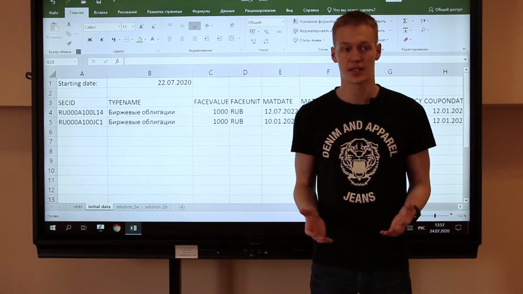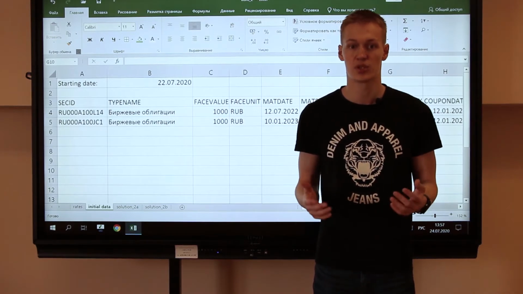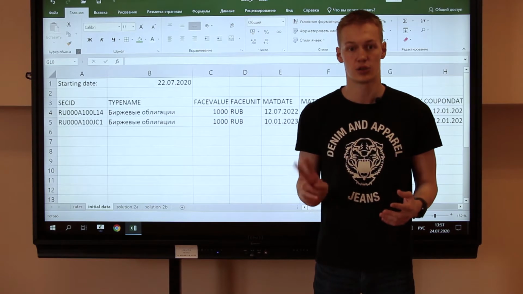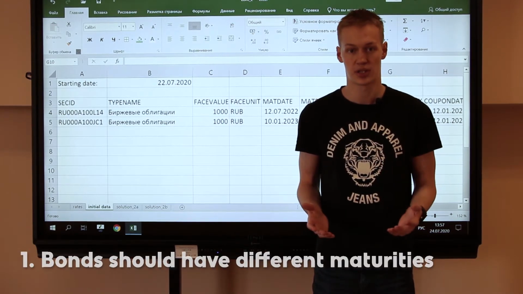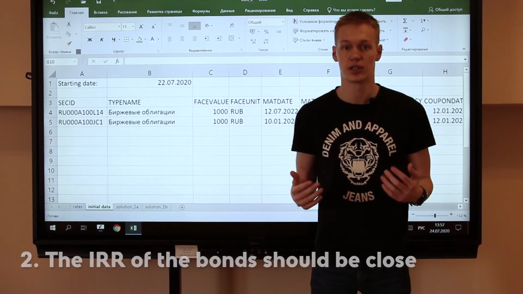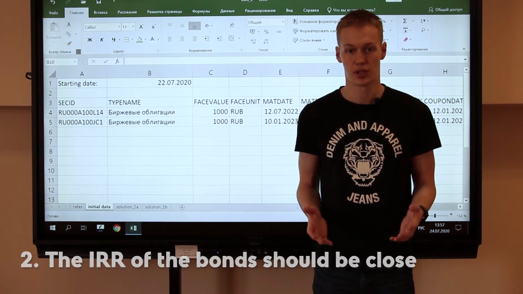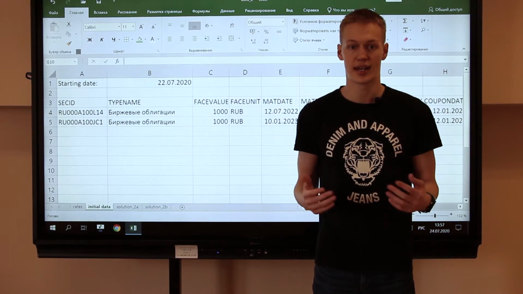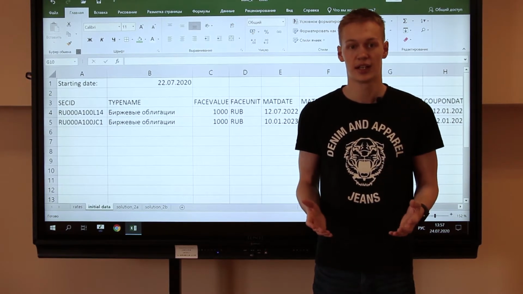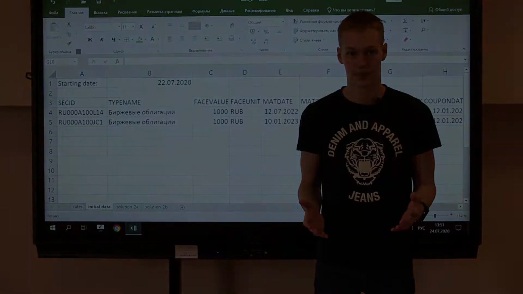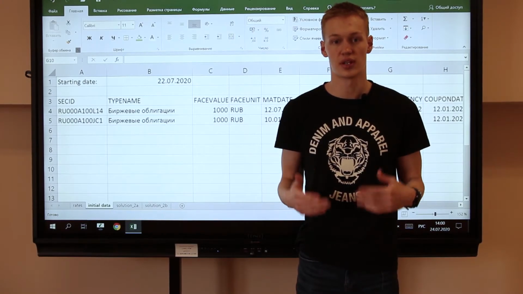I want to emphasize that not with any assets the immunization strategy can be followed. There are two main assumptions. The first one, that bonds should have different maturities, and the second one, the internal rate of return of the bonds should be close. Also, I will assume that assets are infinitely divisible and infinitesimal amount of money can be invested in any asset. To start, it is necessary to choose the appropriate way.